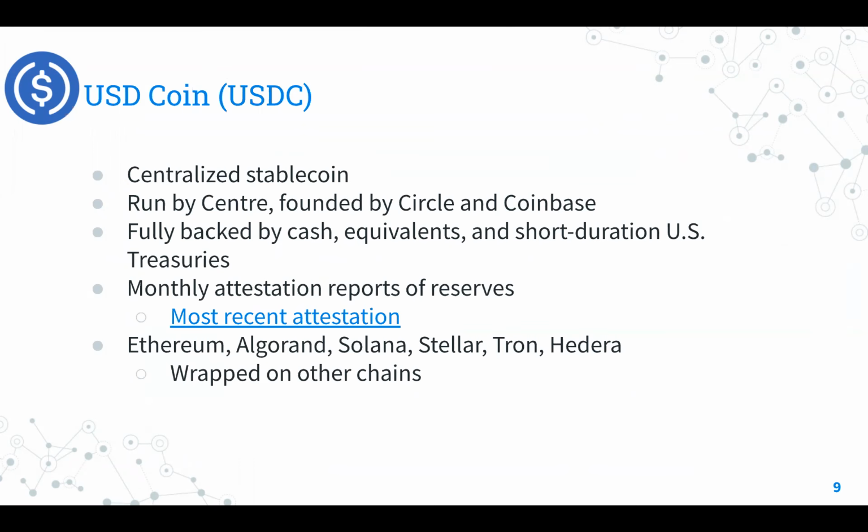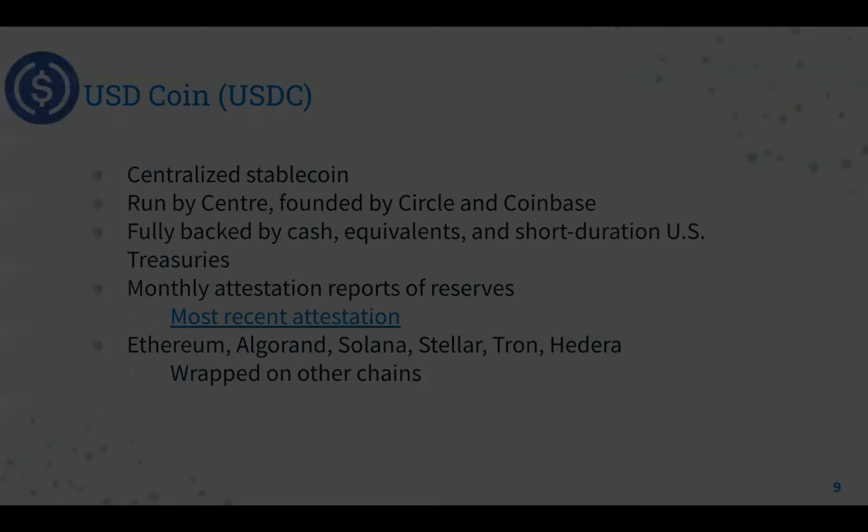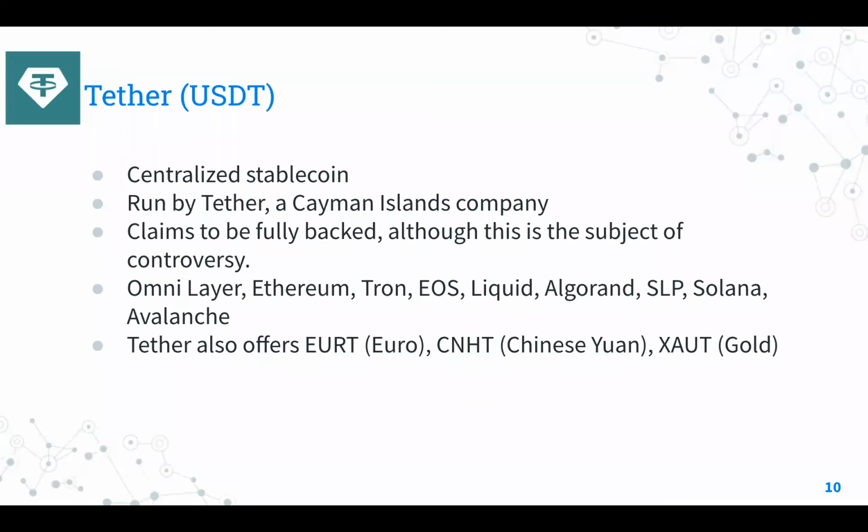USD Coin can be found on Ethereum, Algorand, Solana, Stellar, Hedera, so smart contract platforms. And then, of course, it's wrapped on other chains, so you can use it on Avalanche and other platforms that Centre hasn't officially launched the coin on. Now we have Tether.